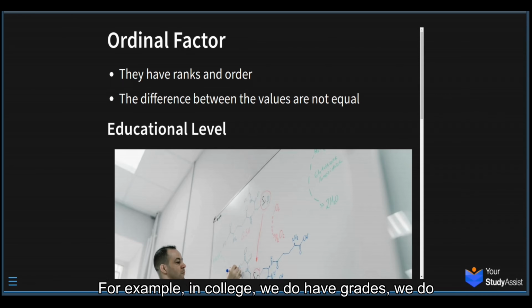For example, in college, we do have grades, we do have ranks. After our exam, we get our grades. We have A, we have B, we have C, we have D, we have E and F. F is usually from 0 to 40, while A can be from either 70 to 100 or 90 to 100, depending on the institution or the college. But the point is, the differences between the values are not equal.